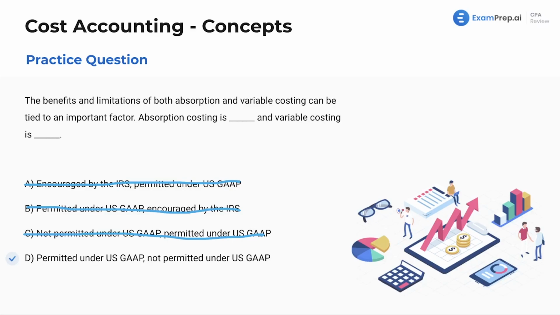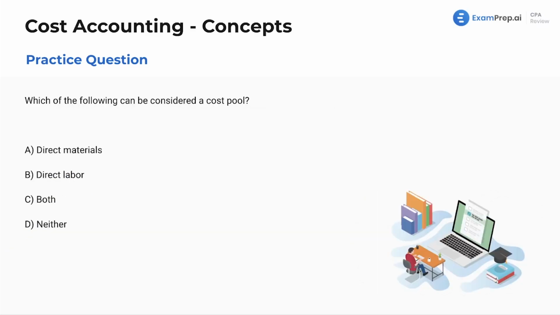All right, we'll keep moving on. Which of the following can be considered a cost pool? Well, before we even consider the question, what the heck is a cost pool? If you're familiar, a cost pool is a grouping of individual costs, typically by department or service center. So that might be, let's say we're Tesla, the big Tesla, right?